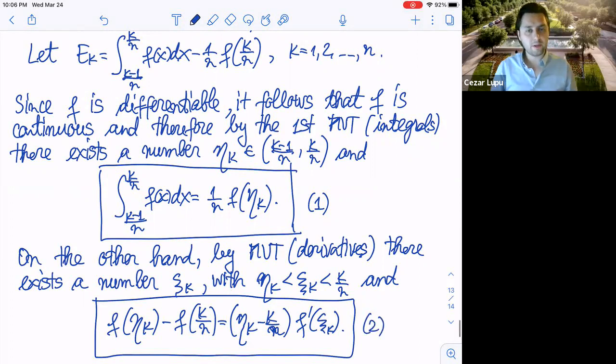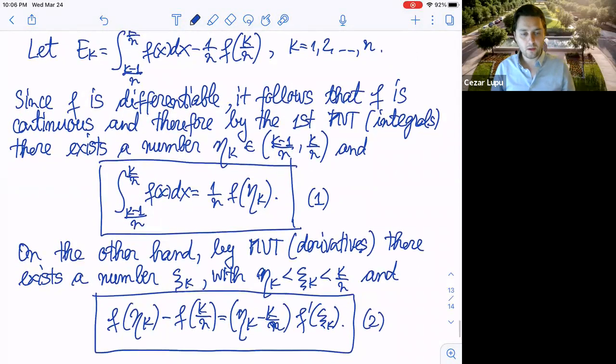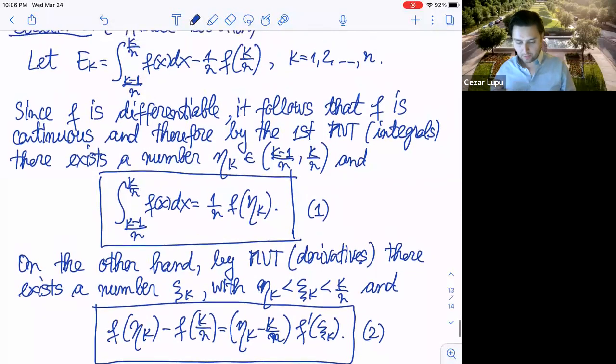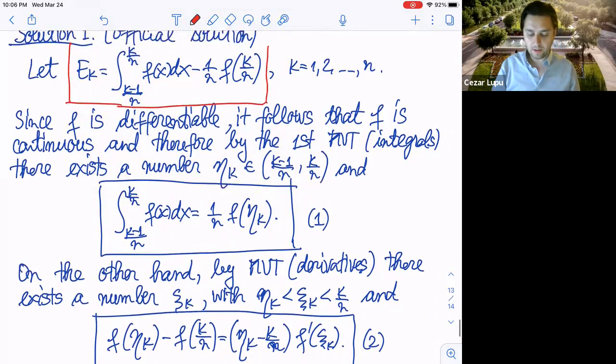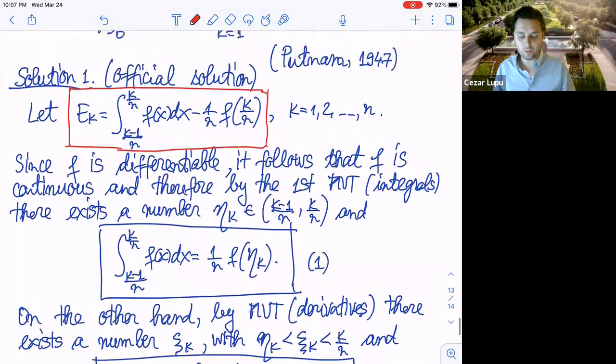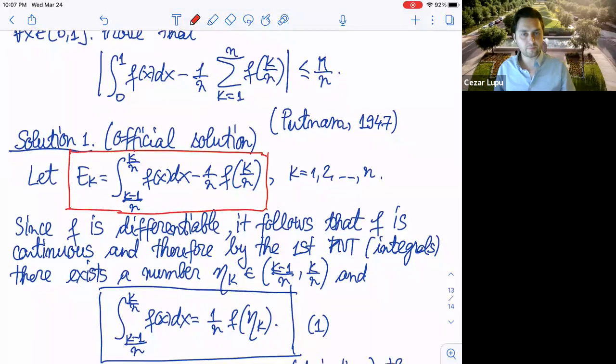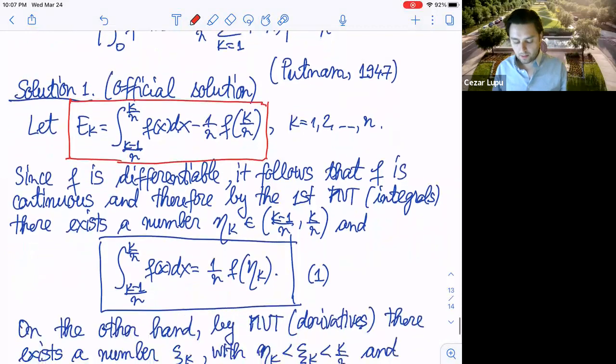All right, so we have these two. So let's look at them, and now we can estimate. Let's not forget that we would like to estimate this guy here. This will be important because when we sum all these E_k's, we will obtain exactly the quantity that we would like to estimate in our problem.